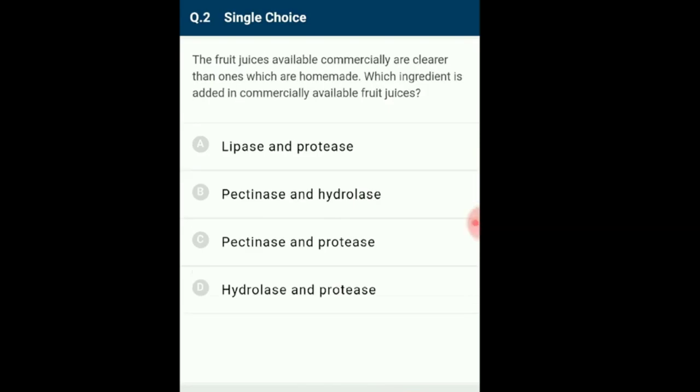Question number 2. The fruit juices available commercially are clearer than ones which are homemade. Which ingredient is added in commercially available fruit juices? Bottled juices brought from the market are clearer than homemade juices, as they are treated with the enzymes pectinase and proteinase, which dissolve the fibers present in the juice. So the answer for this question is option C, pectinase and protease.